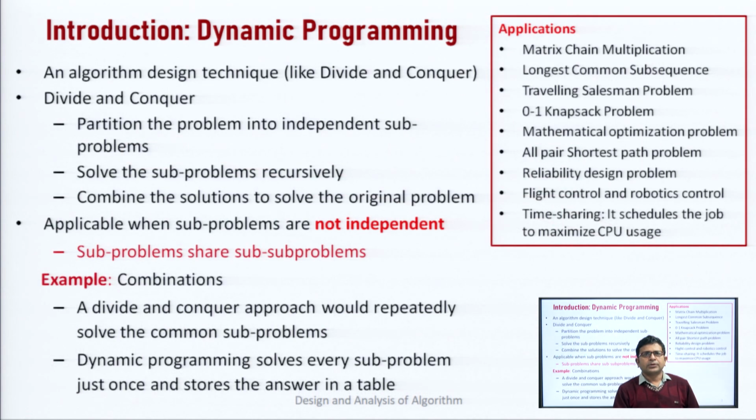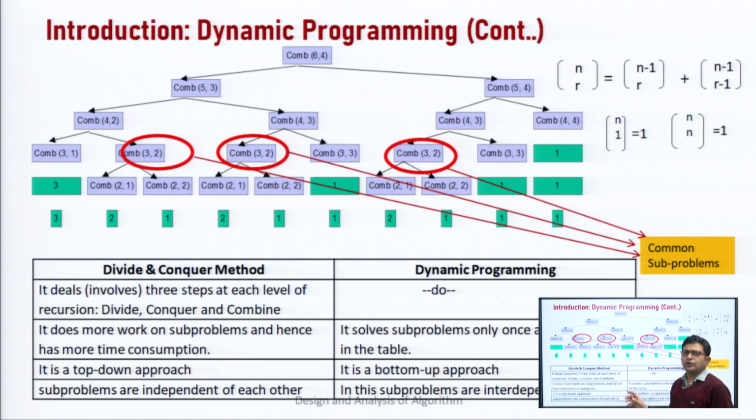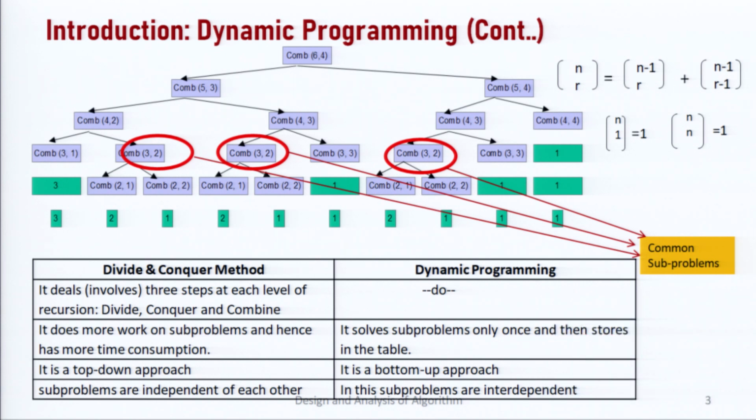Now just see here the difference between divide and conquer and dynamic programming. Divide and conquer involves the three steps: divide, conquer, and combine. The same is repeated in dynamic programming, but divide and conquer does more work on sub problems. Why? Because divide and conquer solves the sub problems recursively, meaning the common sub problems are solved repeatedly one by one. That is why it takes more time in comparison to dynamic programming. Also, the divide and conquer method is a top down approach, while dynamic programming is a bottom up approach. This is the basic difference.